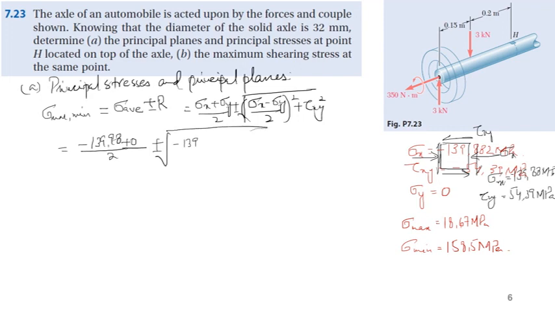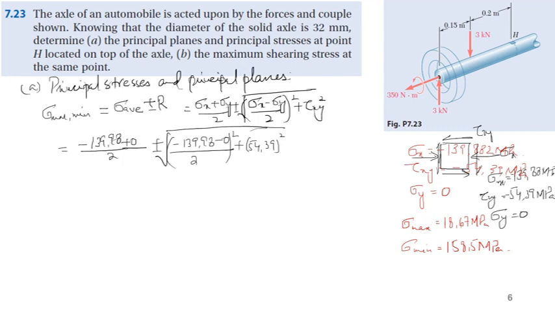minus 139.98 minus 0 divided by 2 whole square plus 54.39 square. Okay, now sorry, the shear stress will also be negative because of the direction. Okay, and sigma y is equal to 0, so since it's a square over here, there is no need to write it.